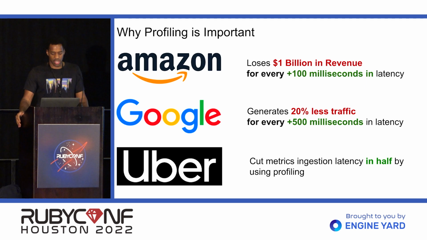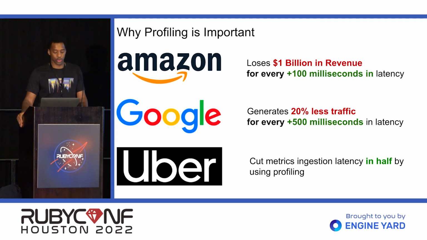And so here are some stats that I found from other companies. Profiling is also often associated pretty closely with latency, and so for companies like Amazon, Google, Uber, you can imagine that for every millisecond of latency, particularly at that kind of scale, you're losing revenue. People are either churning or leaving your website. In the case of Amazon, they claim that they lose $1 billion in revenue, and this was a while back. It's probably even more now.